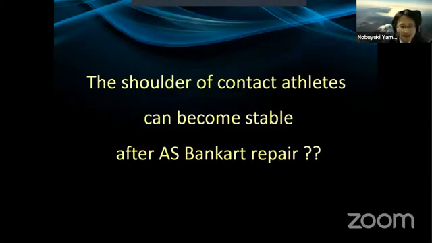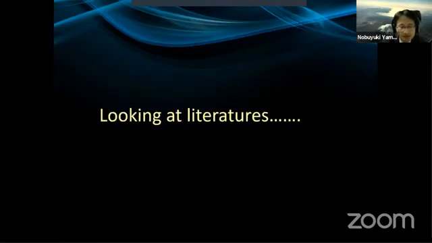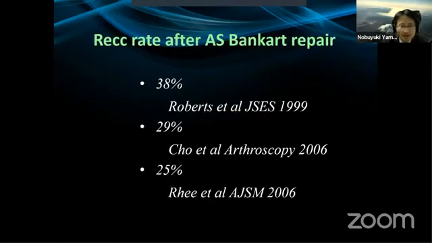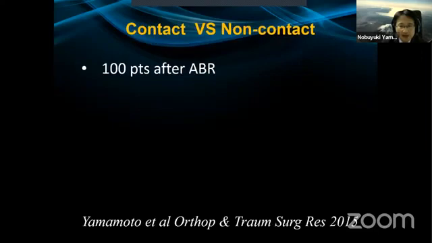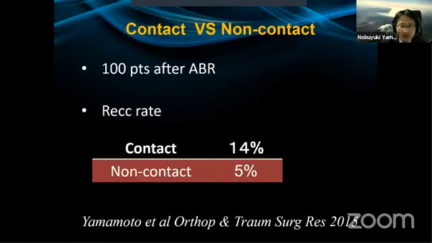The shoulder of the contact athlete can become stable after arthroscopic Bankart repair. Looking at the literature, the recurrence rate after arthroscopic Bankart repair in contact collision athletes is 25% to 38%, which is high. Our series of 100 patients indicated a recurrence rate of 14% for contact athletes, whereas for non-contact athletes it was 5%, about 3 times.